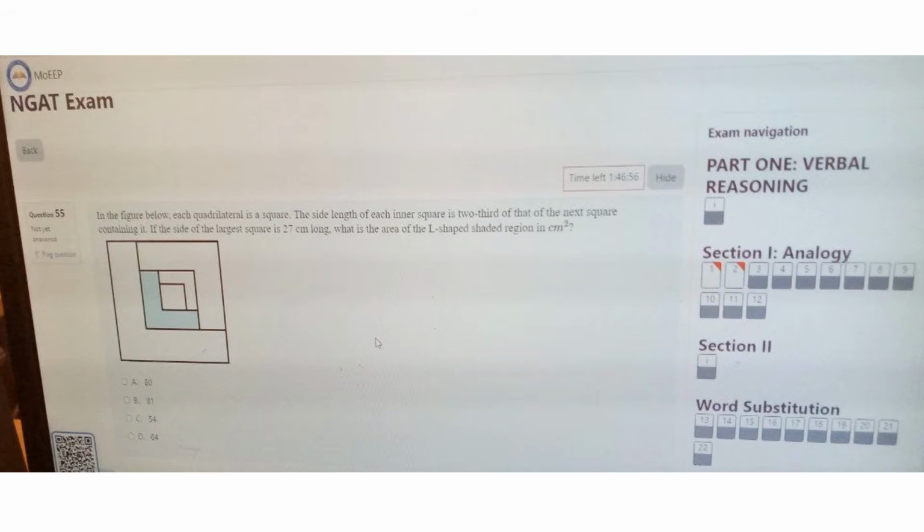This is the question that is given, and we are asked to calculate the area of the shaded region under this square. We are given this square shape, the side of the largest square is given, as well as the ratio of the side lengths of each inner square. Therefore, how to solve this question in a simple way, I will show you step by step. Here we have to know the given parameters.